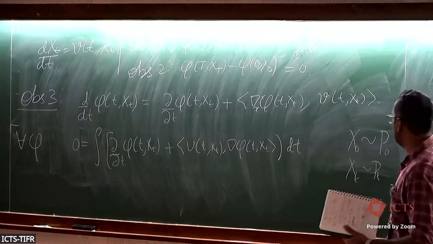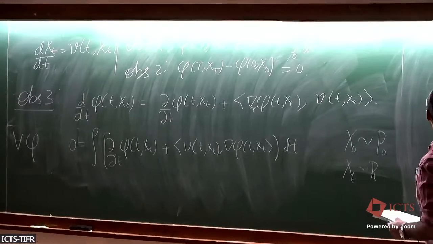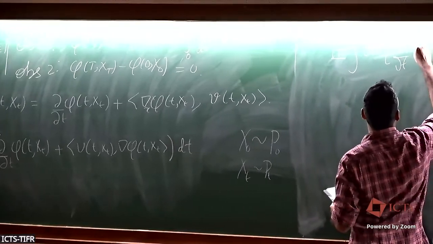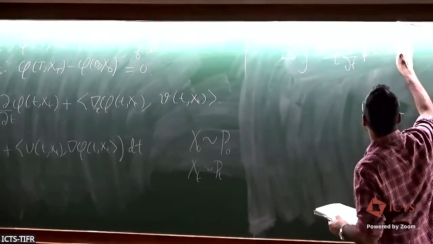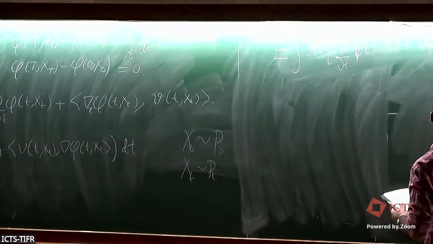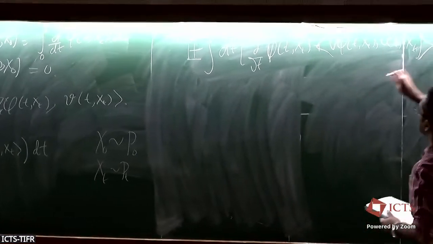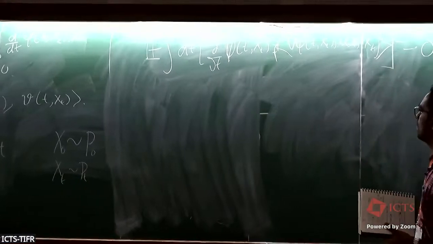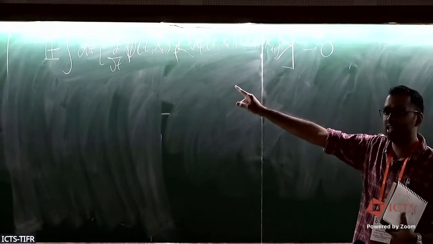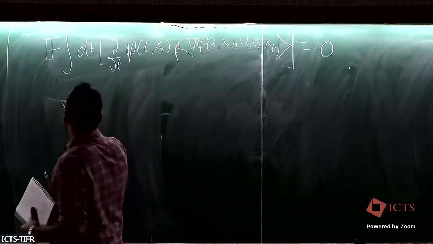All right. So therefore, if you take expectation on both sides, you have the expectation of the integral dt of ∂/∂t φ(t, Xt) plus ∇φ(t, Xt) · v(t, Xt) is equal to 0. Now, do you know what theorem you need to invoke to interchange integral and expectation? Yes, Fubini's theorem. We apply Fubini's theorem.